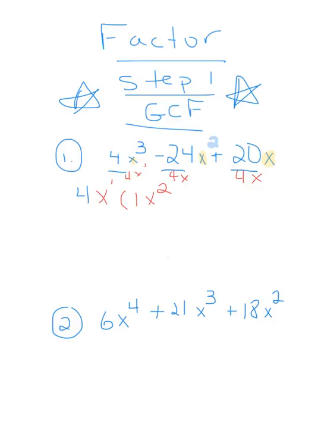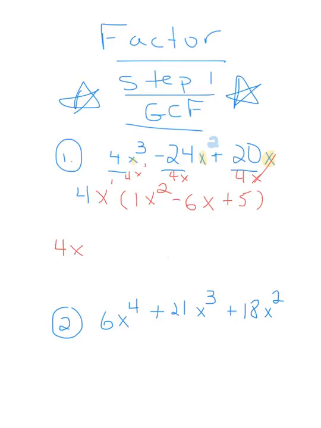24 divided by 4 is going to give you 6. 2 x's, you take 1 away, you're left with 1. 20 divided by 4 is 5, and then those x's are going to cancel. So that is how you factor out your GCF. What's different in the polynomial unit is you're not going to be done here. Yes, I have one factor, but this can be factored further.